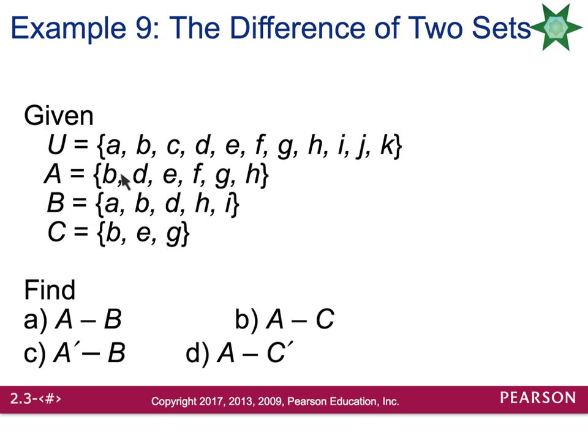Let's look at an example. Let's say our universal set is A, B, C, D, E, F, G, H, I, J, K, the first 11 letters of the alphabet. A is B, D, E, F, G, H. B is A, B, D, H, I. And C is B, E, G. We're going to find A minus B, or the difference between A and B, A minus C, A prime, or A complement, minus B, and then A minus C complement.